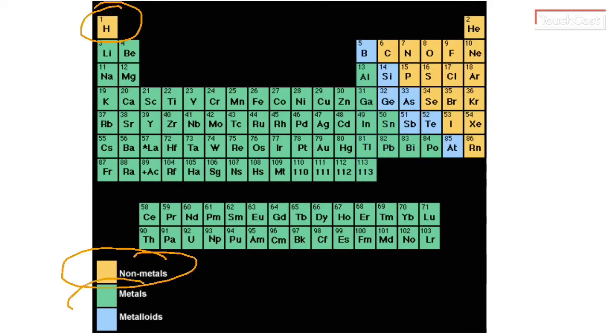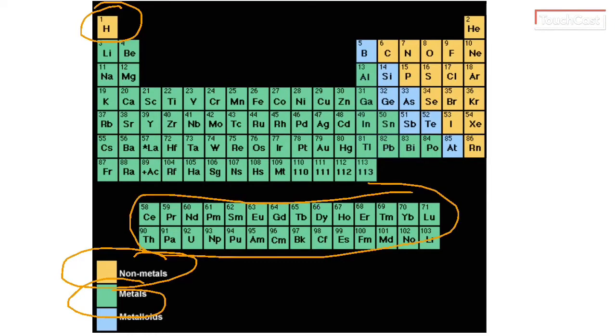Your metals are the green ones. They're mostly on your left, and then this section that's pulled away. And then your metalloids are the blue ones along the staircase here. If you notice, the staircase touches your metalloids except aluminum and polonium. Those are both still considered metals.